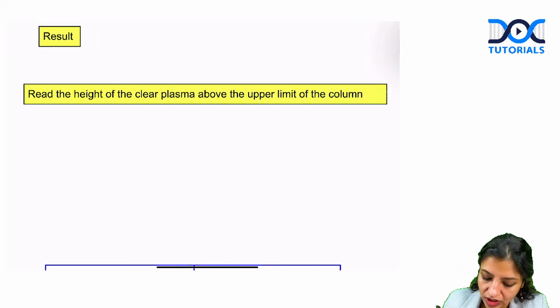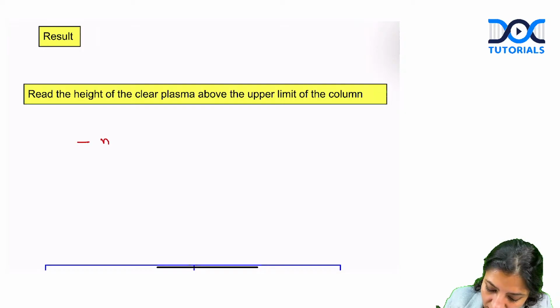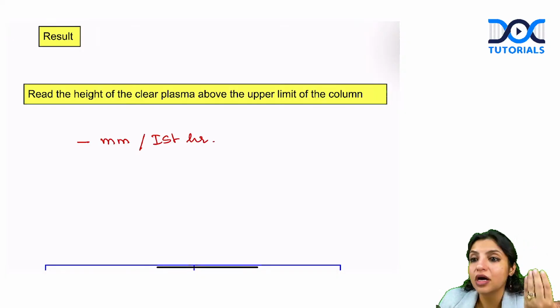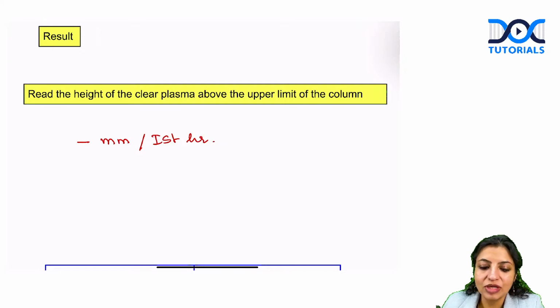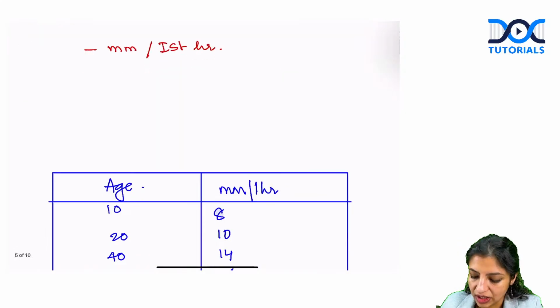That is how you have to report, and you have to report it as millimeter of fall in the first hour. So we are not giving per hour, we are giving first hour. In first hour, how much the RBCs have fallen, that is your ESR. Okay, so millimeter per first hour. That's very, very important that you should write here.